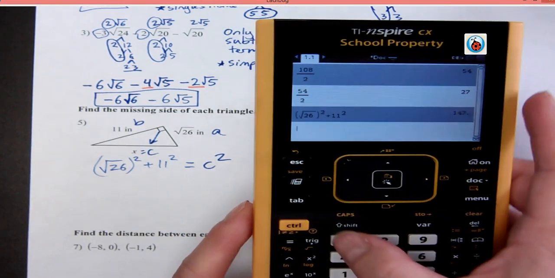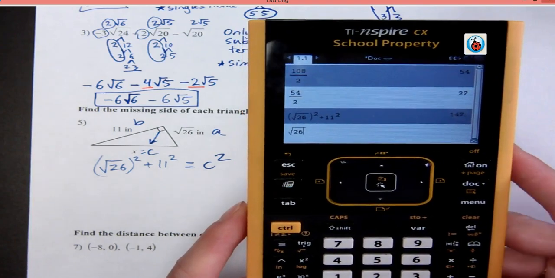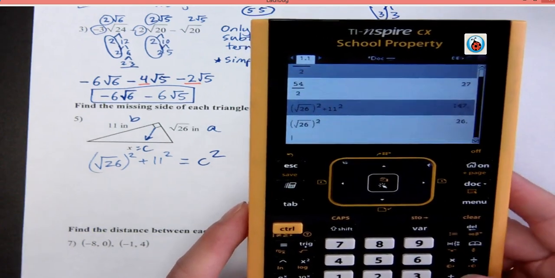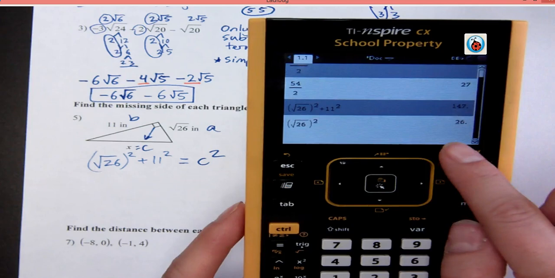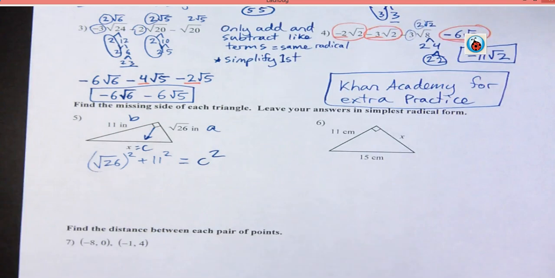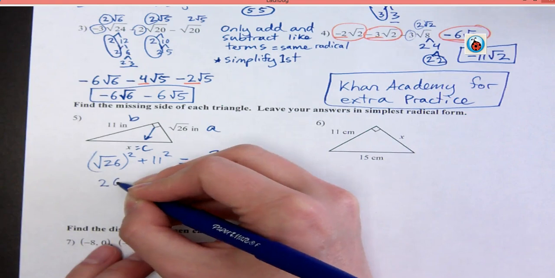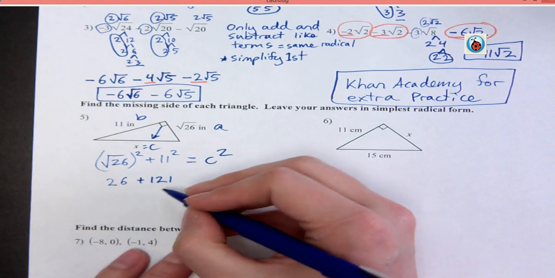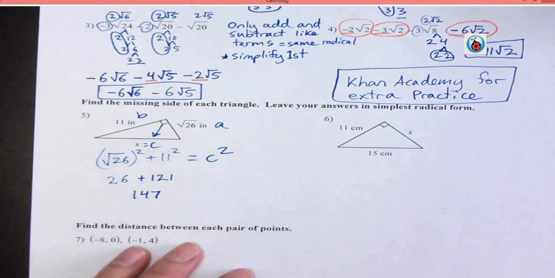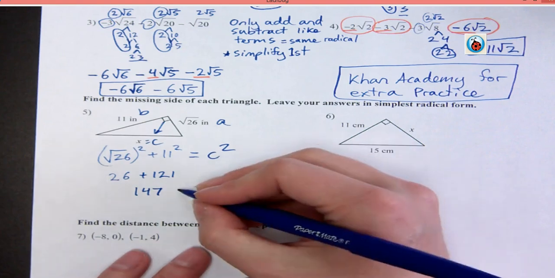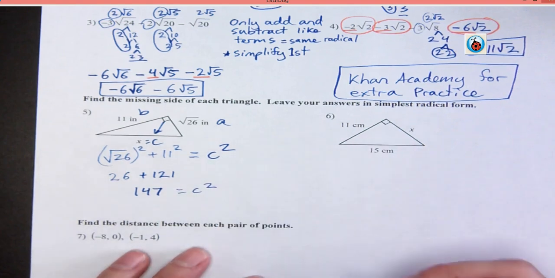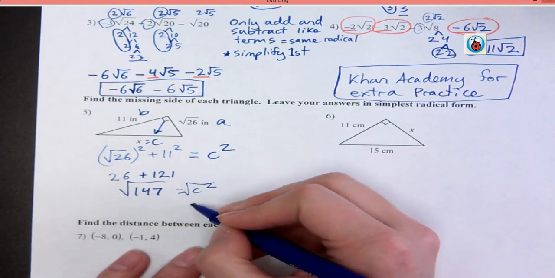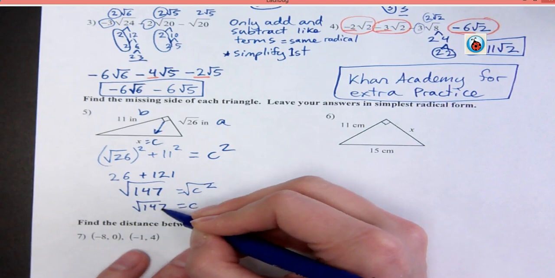If you don't have one of these calculators, you can still do square root of 26 squared. Square and square root are complete opposites, so any square root squared will just become that number. So if we're doing it by hand, it becomes just 26 plus 121, which is 11 squared. And we go ahead and add those to 147. And so 147 equals c squared. And then the opposite of squared is square root. So c equals the square root of 147.